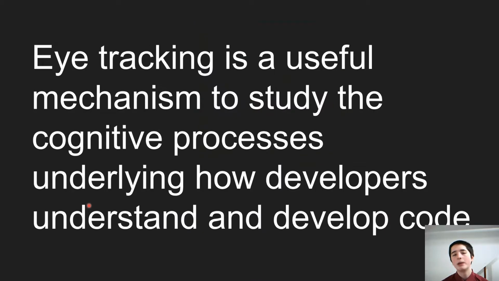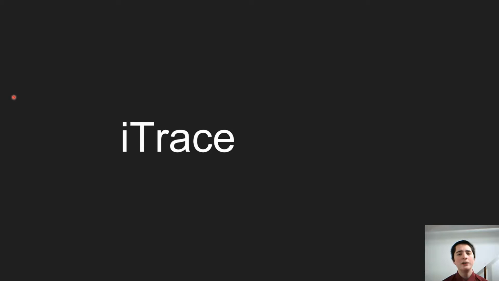Before we begin, here's some background information. I want to stress the point that eye tracking is a useful mechanism to study the cognitive processes underlying how developers understand and develop code. By analyzing where someone is looking while they're working with code, it helps understand how they're actually thinking about it. With this in mind, we created iTrace.